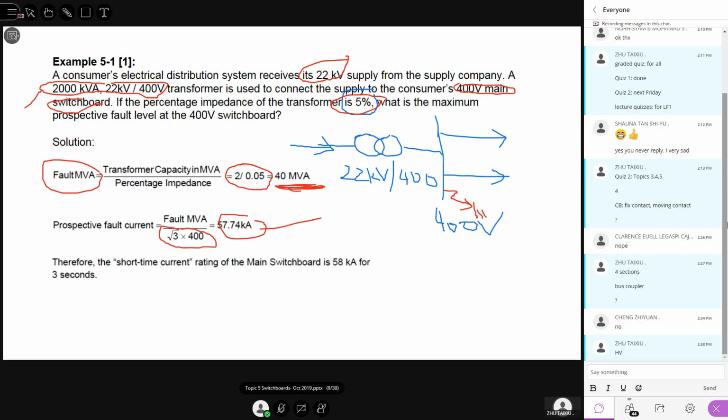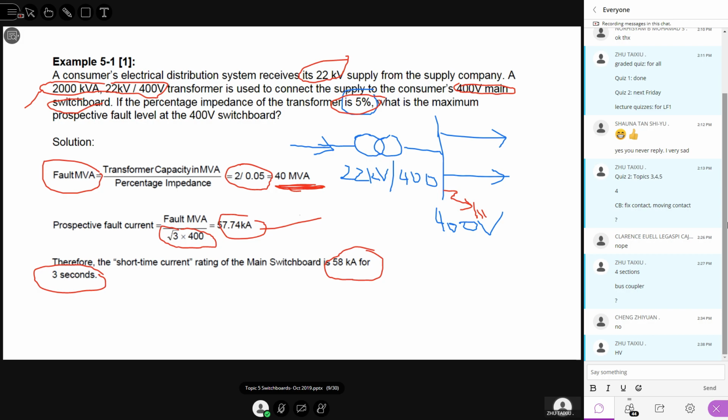Now from your calculation, you can see the short time current rating of the main switchboard of the 400 volts is 57.7 kilo amps for how long? 3 seconds. If your design meets this requirement, that means if there's a fault, it's safe because the assumption is that after 3 seconds, the circuit breakers will trip the fault. All right, so that's the calculation.